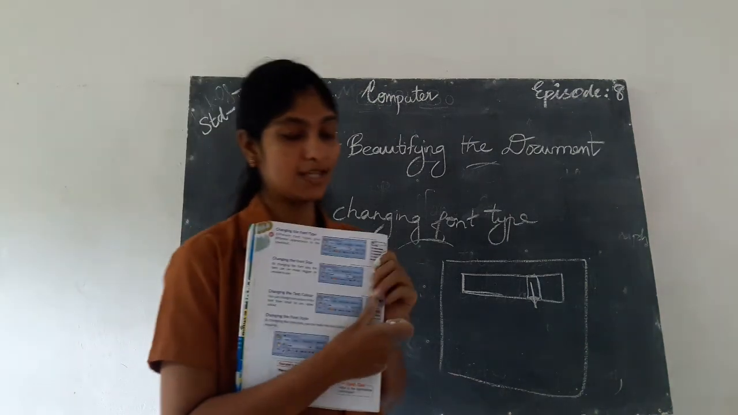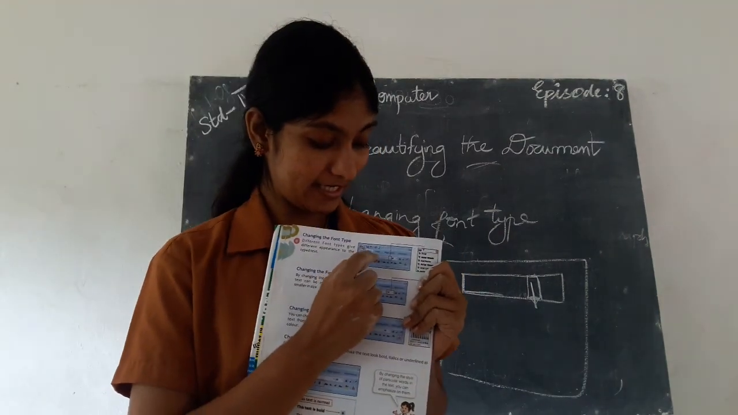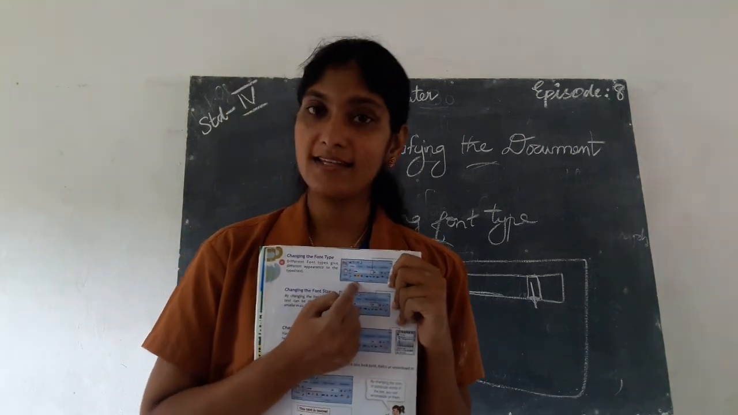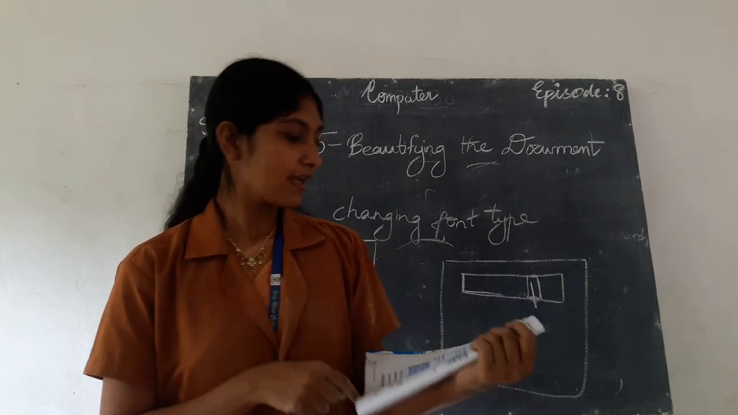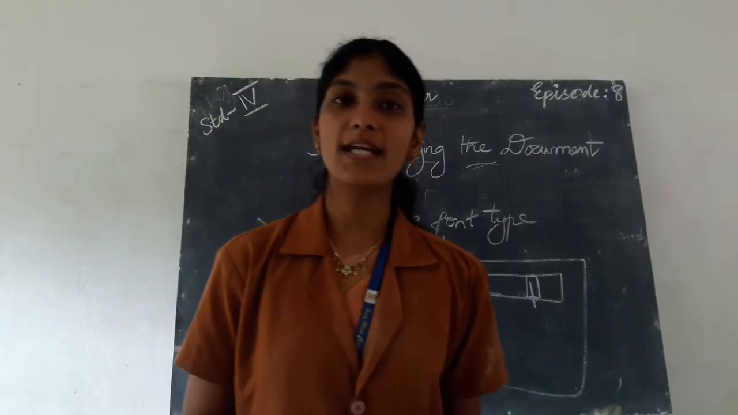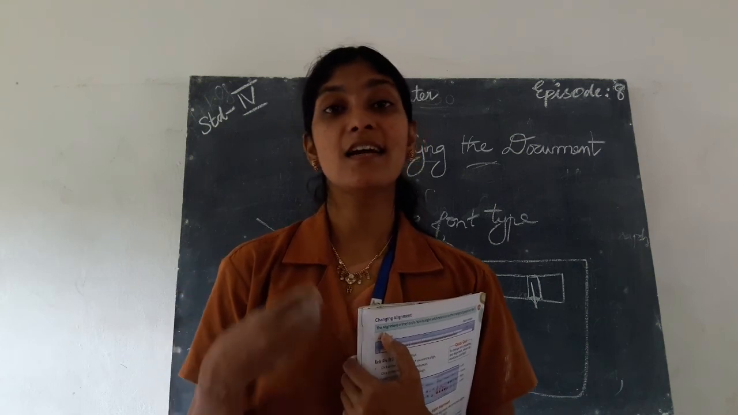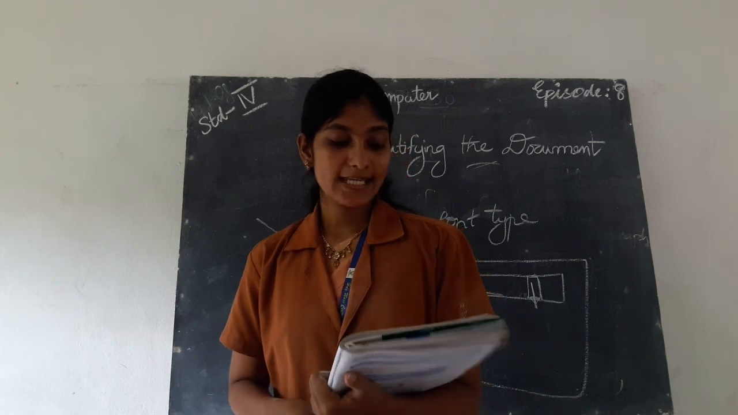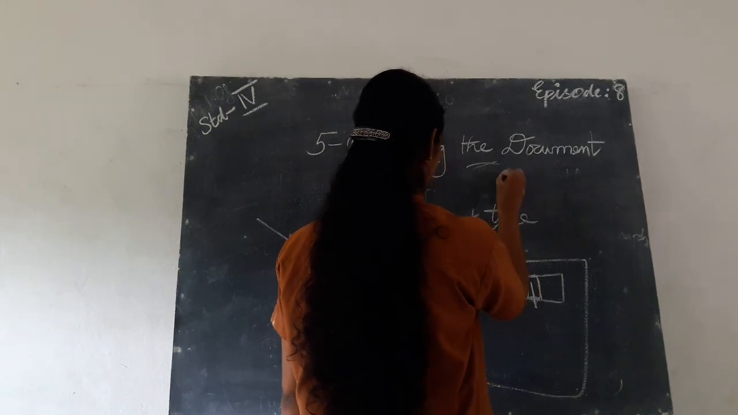Look here, in the Home tab there is a field showing Arial. You can click here and then select your desired font type. That is the way to change the font type. Different font types give different appearances to the text. Then next is font size. Here this is the font type.